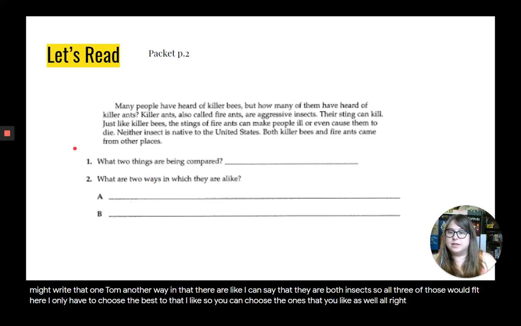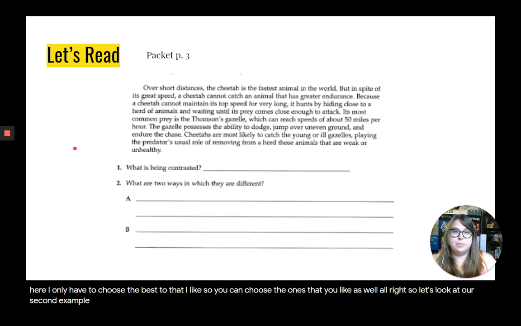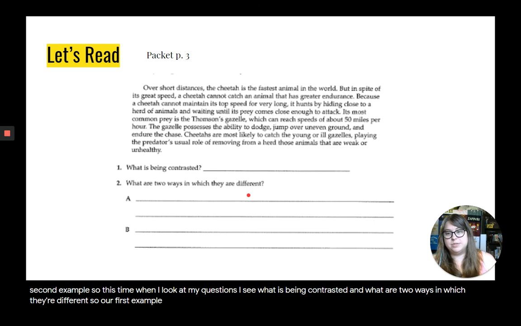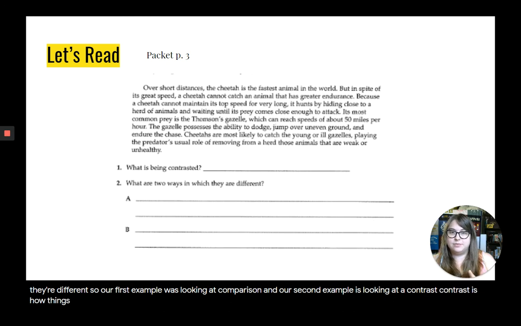All right, so let's look at our second example. This time when I look at my questions, I see what is being contrasted and what are two ways in which they're different. Our first example was looking at comparison, and our second example is looking at contrast. Contrast is how things are different. So I'm going to be looking for any transition words that help me see that something is different.